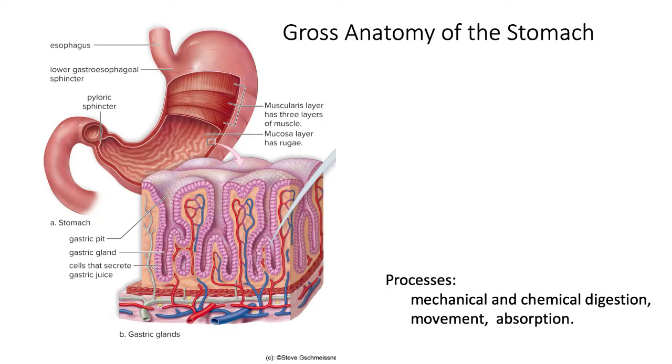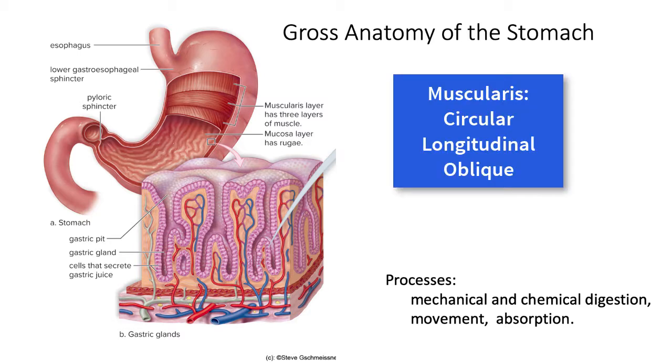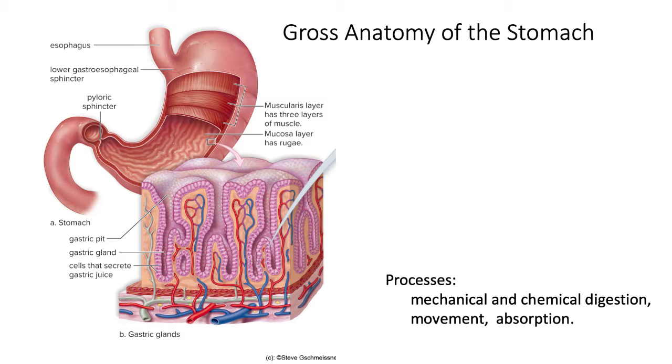In addition to the circular and longitudinal layers in the muscularis, the stomach also has a third layer of muscle, an oblique layer. This helps the stomach to contract, increasing its ability to mechanically digest food into smaller pieces. The walls of the stomach also contain deep folds called rugae to allow for expansion after a large meal.